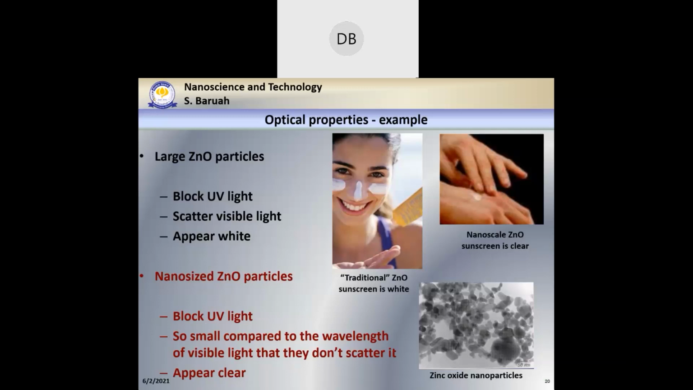That they don't scatter it. Okay, this is a TEM image of some zinc oxide nanoparticles. Okay, not very nicely made. As you can see, there's a wide variation in the sizes. These are the ones that are commercially available.